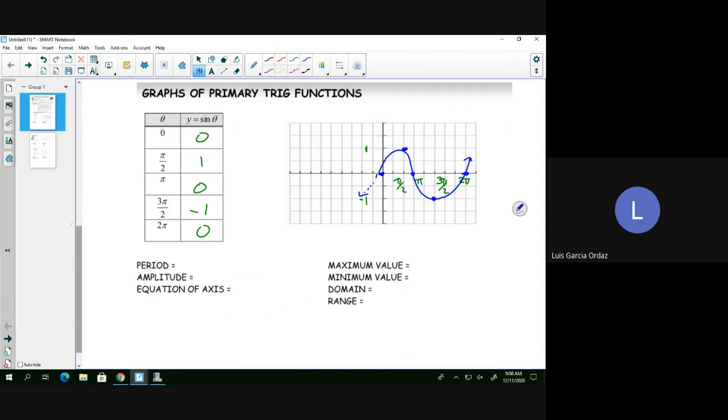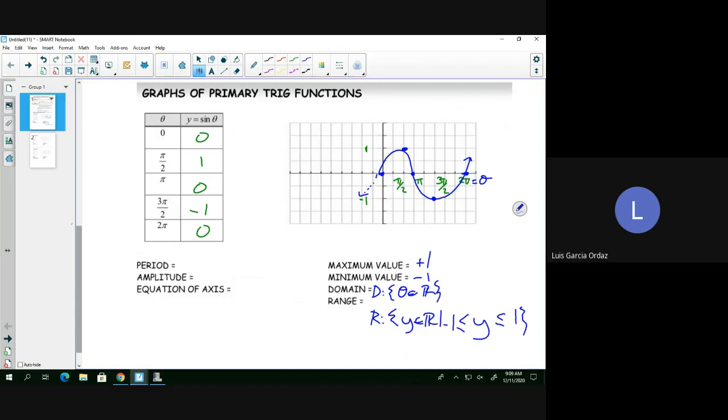Okay, so let's start with the easy part first. What is my maximum value? And what is my minimum value? What's the lowest point that it hits? Negative 1. So my domain, well, we can't really use x. You're going to denote it as theta because we're working with angles on the x-axis for sine functions. Okay, so it's going to be theta is an element of all real numbers. Okay, and for our range, y is an element of the reals such that y is greater than or equal to negative 1 and less than or equal to 1. Remember, equal to, because it can touch it. Okay, so that would be our range.